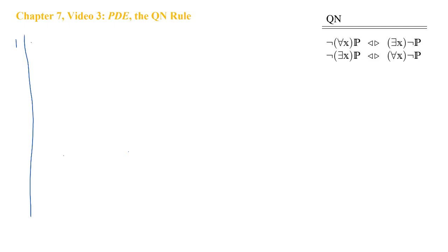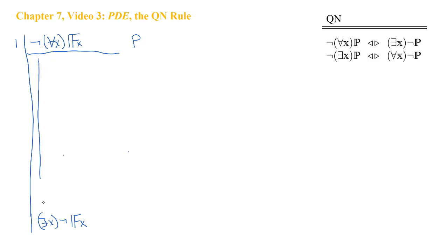So we need to start with a negated universal claim. Not all x fx is of the form not all x p. So take that as our primary assumption. And our goal is to get some x not fx. Now, it turns out the easiest way to do this is by a hook elimination. So we'll assume the opposite of our ultimate goal. That is, we'll make the assumption of not some x, not fx, as an auxiliary assumption.